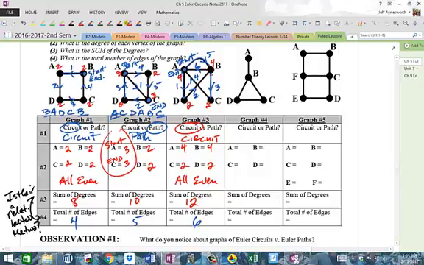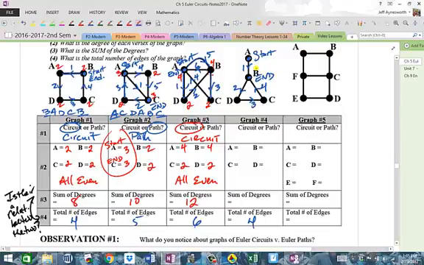Maybe there's a connection there. All right, let's investigate further. So in graph 4, let's suppose I start right here. I'm going to go step 1, step 2, step 3, step 4. So there's 4 total edges, and I ended right here.